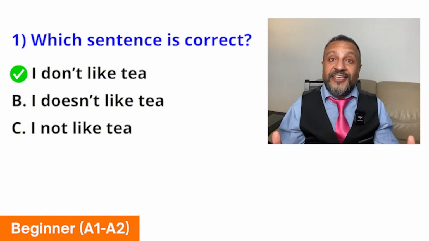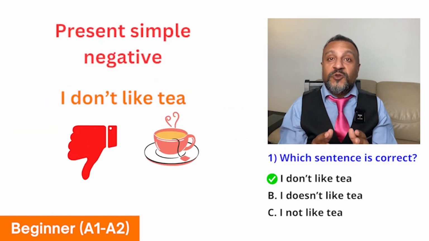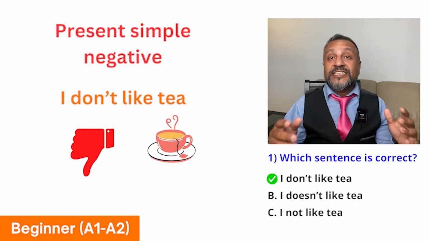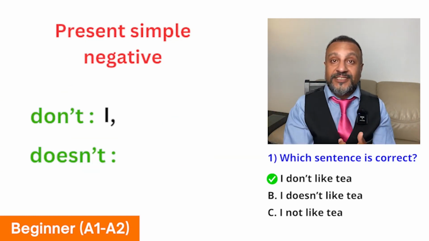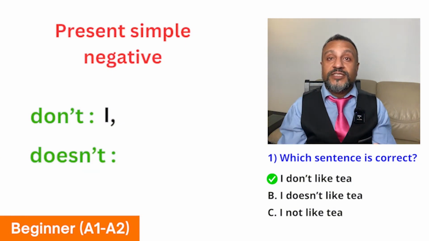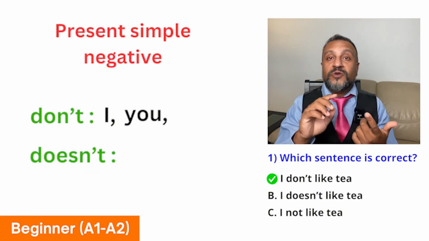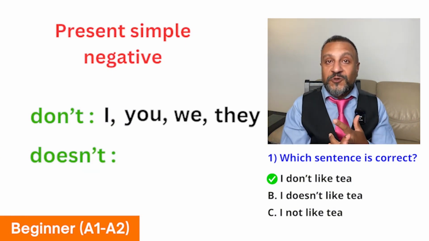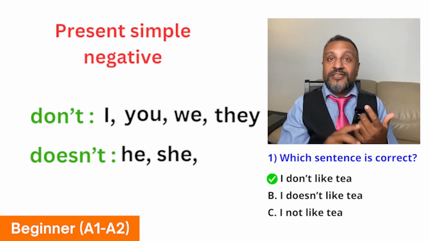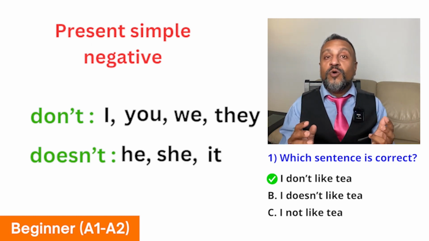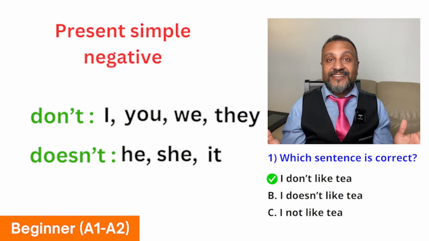But why? Here we use the present simple but negative. So we have don't and doesn't. For don't we can say you don't, we don't, they don't. For doesn't we can say he doesn't, she doesn't, or it doesn't.